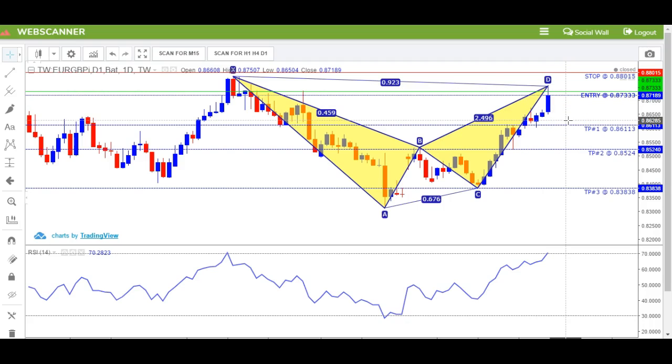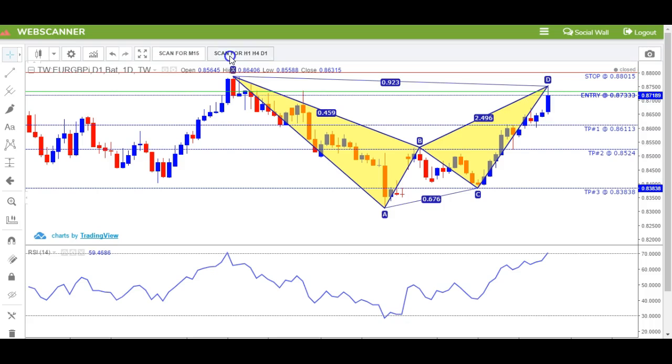So how do we scan for different trade setups? Up here you can see two buttons. You've got the scan for M15 and the scan for H1, H4 and D1. So if you scan for M15, it means each of the candlesticks is worth 15 minutes. And this is generally used by scalp traders. So they are people that come into the market, identify a trade, take a little bit of profit and get out of the trade very quickly. Whereas if you're scanning for 1 hour, 4 hour or D1, you are looking for swing trades, and swing trades are where you stay in the trade for a little bit longer.